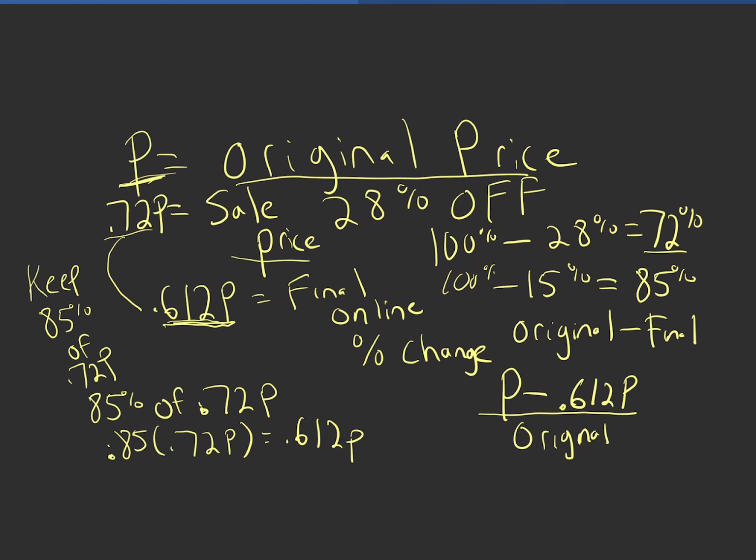So 1p, take away 0.612p, you get 0.388p in your numerator. And remember the original was P, so if you're dividing that, you get 0.388p divided by p, and the p goes away. Then what do we do with percent change? Once you get that calculated, you multiply by 100. So 0.388 times 100, moving the decimal point two places, you get 38.8%. I get the same exact answer as with percentages, but I just did it algebraically here.